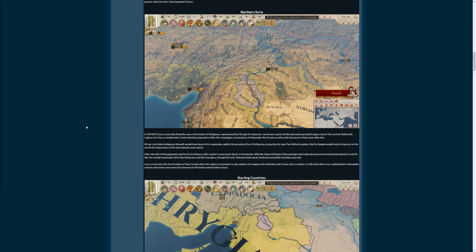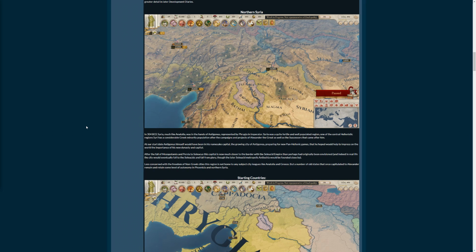All right, so that's it for the content in terms of mechanics we're talking about, but now we're going to be looking at northern Syria here and other nearby locations. In 304 BCE, Syria, much like Anatolia, was in the hands of Antigonus, represented by Phrygia in Imperator. Syria was, you'll have to forgive me for pronunciations again, I do apologize, quite a fertile and well-populated region, one of the central Hellenistic regions. Syria has a considerable Greek minority population after the campaigns and projects of Alexander the Great, as well as the successors that came after him.